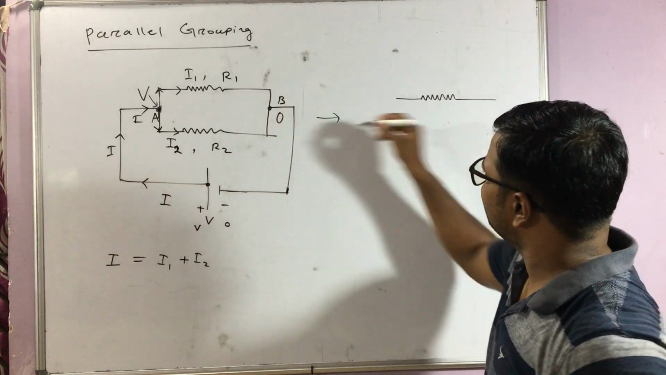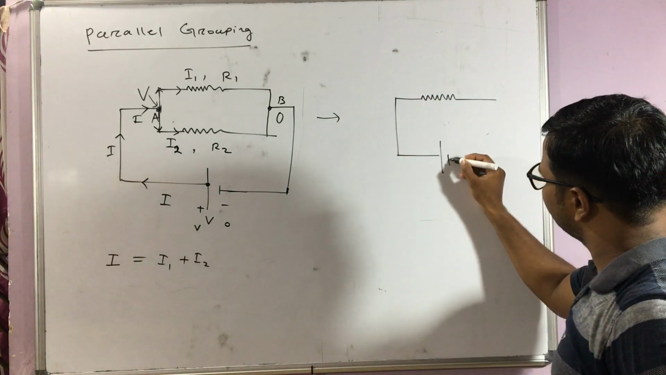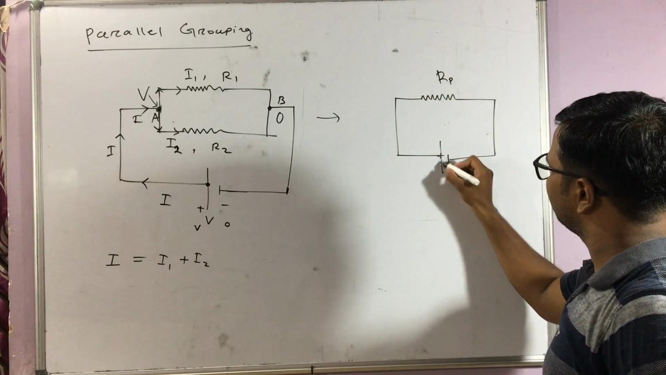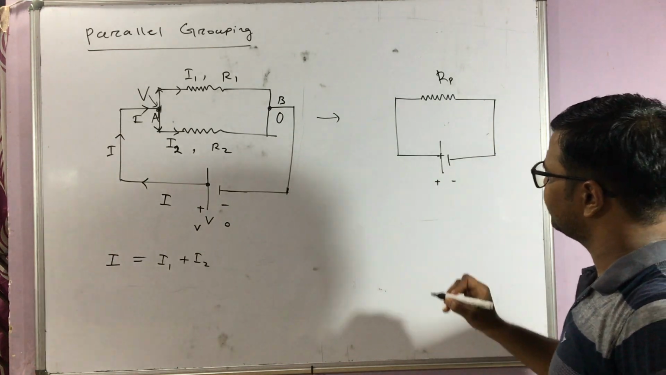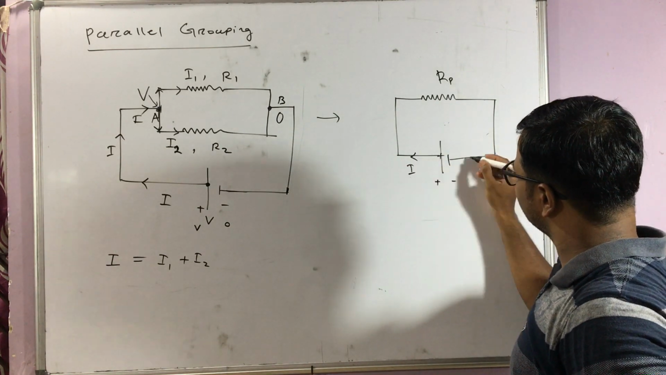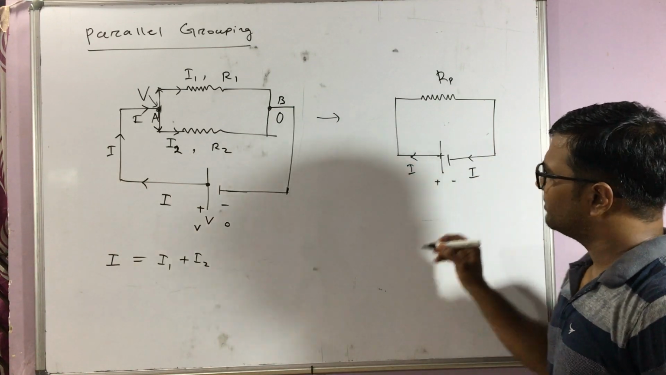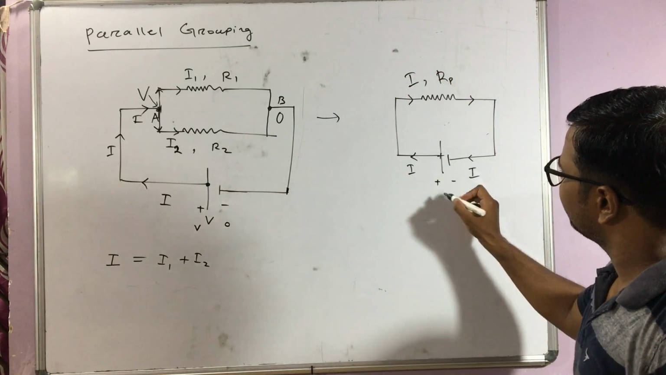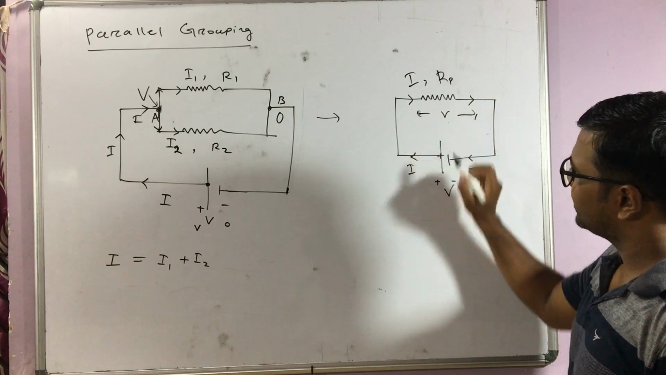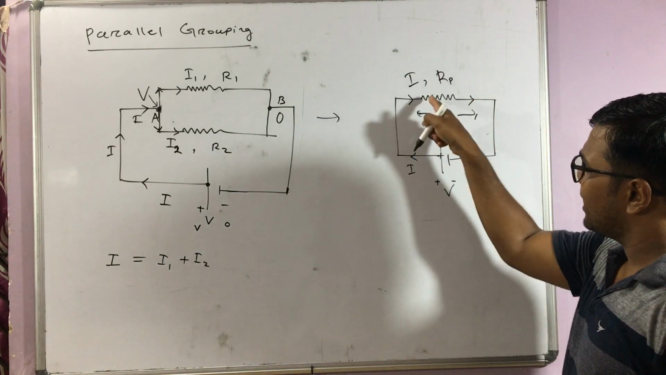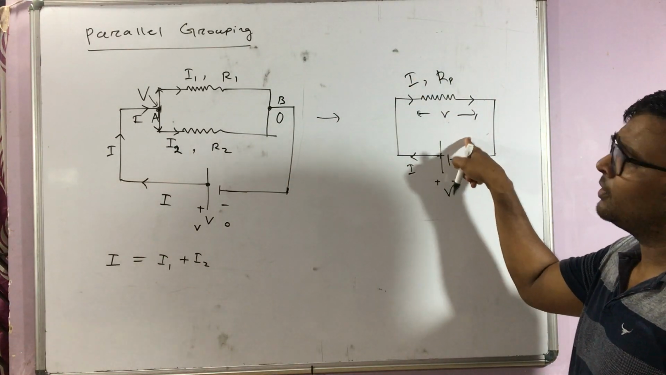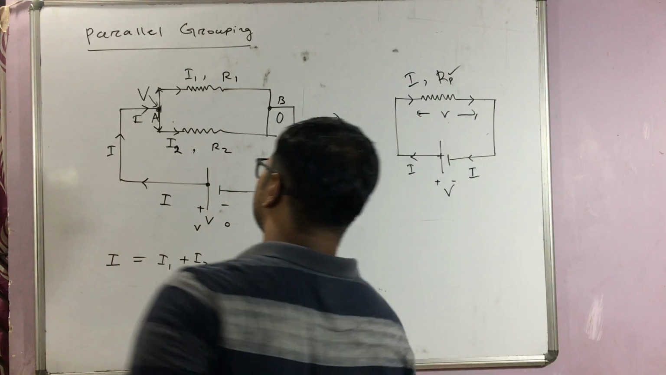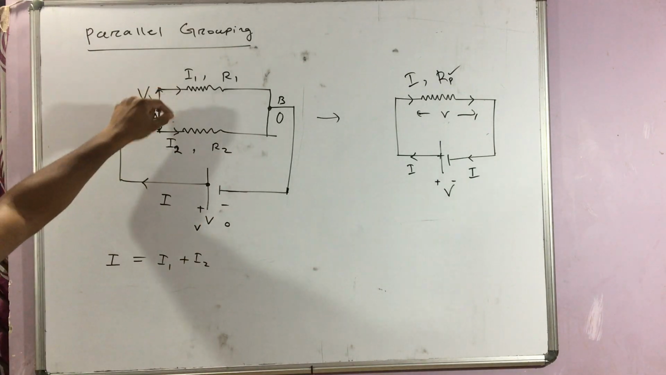Suppose I replace those two by a single resistance, and the battery is connected here like this. Let's say the single resistance is Rp, and the terminals are plus and minus. From this end, let's say I amount of current is coming, so the same I amount of current must enter here. Through this Rp again I amount of current will flow, and across Rp the potential difference is V. The battery is sending I amount of current to the circuit, there also it is the same. Since the current in both circuits is the same, we can say Rp is the equivalent resistance of the two resistors. So in that case, I is equal to I1 plus I2.